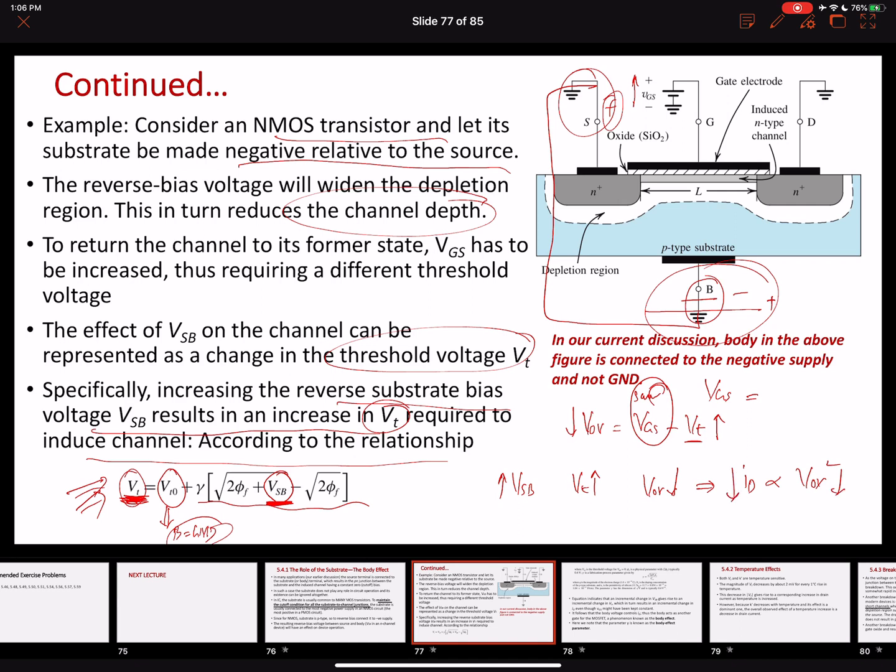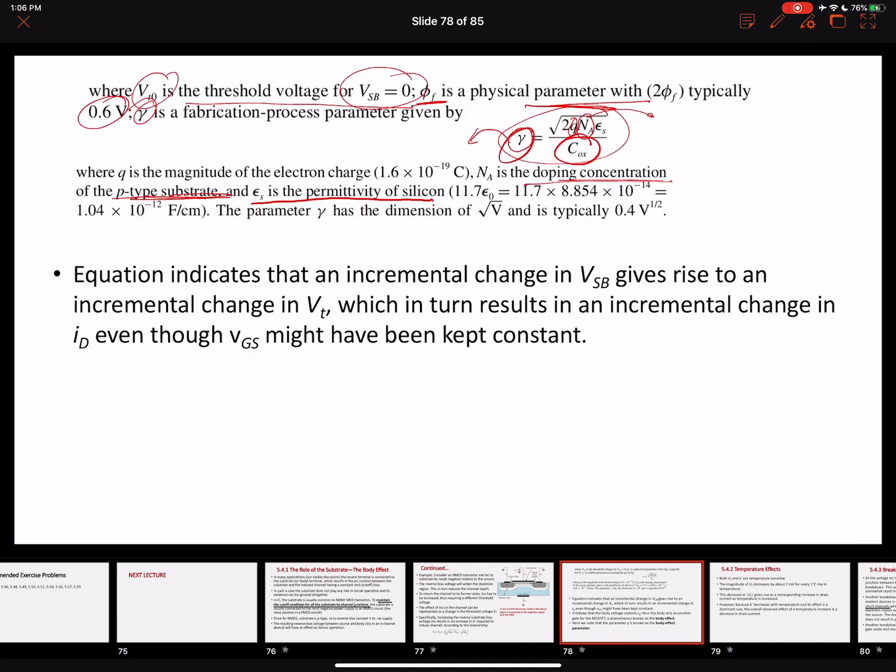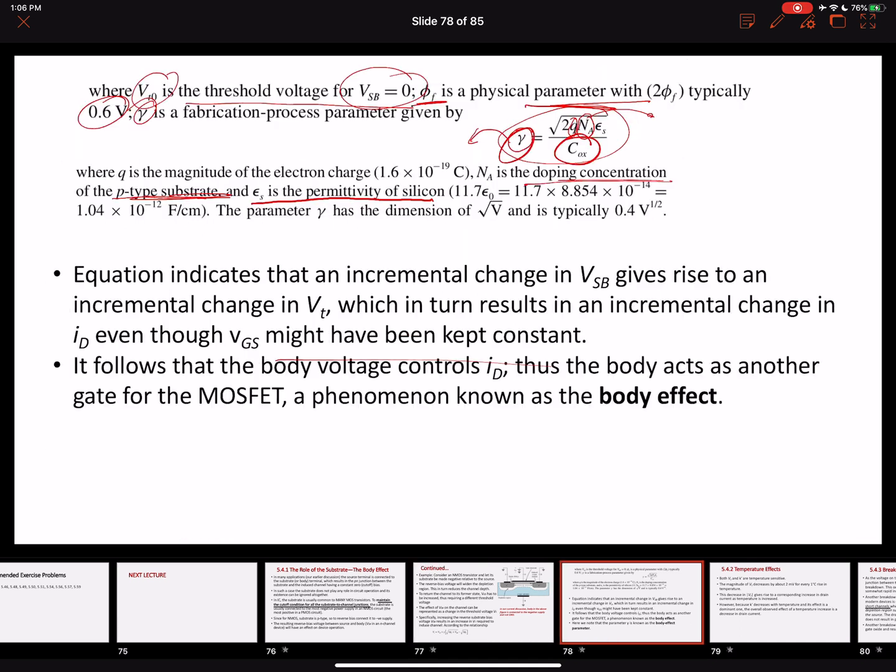So what essentially is happening is, if we want to keep everything the same, the channel parameters and the drain current, then we have to increase the gate to source voltage if the body terminal is connected to the negative supply, right? However, if we have the same gate to source voltage and we connect the substrate to the negative terminal, this will end up decreasing the drain current. Okay, right, so this is what we talked about.